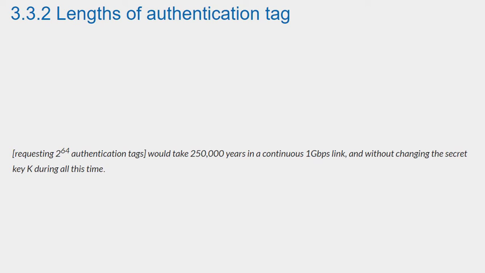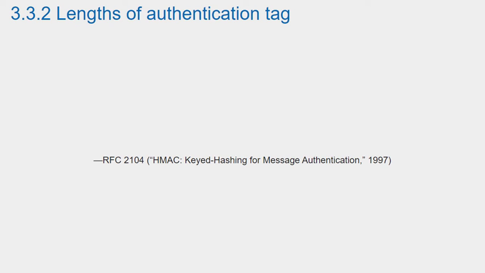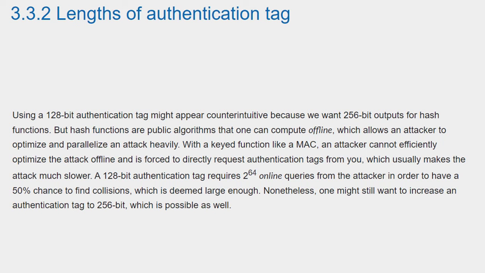Requesting 2 to the 64th authentication tags would take 250,000 years in a continuous 1 gigabyte per second link, and without changing the secret key K during all this time. From RFC 2104, HMAC, Keyed Hashing for Message Authentication, from 1997.